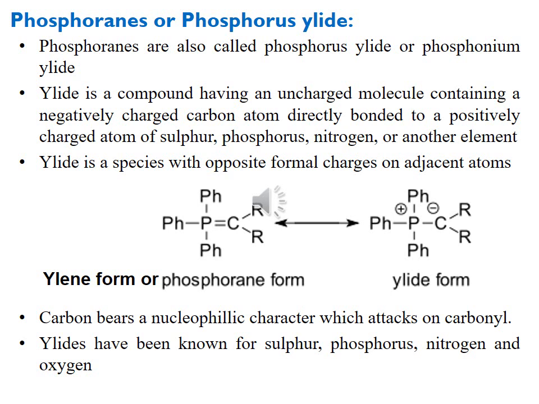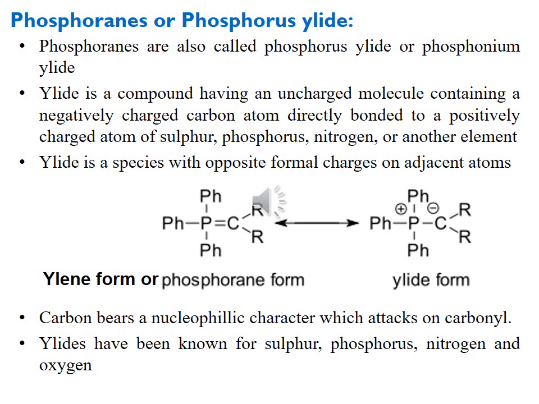Here we discuss the first reactant of this reaction, phosphorane or phosphorus ylide. Phosphoranes are also called phosphorus ylide or phosphonium ylide. An ylide is basically a compound having an uncharged molecule containing a negatively charged carbon atom directly bonded to a positively charged atom of sulfur, phosphorus, nitrogen, or another element like oxygen. In simple words, an ylide is a species with opposite formal charges on adjacent atoms.